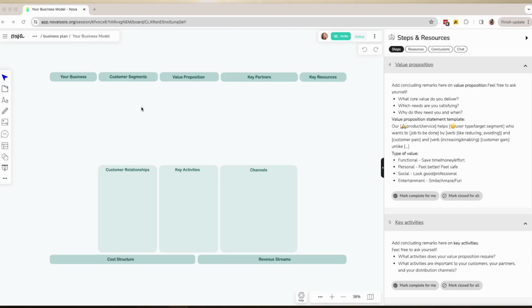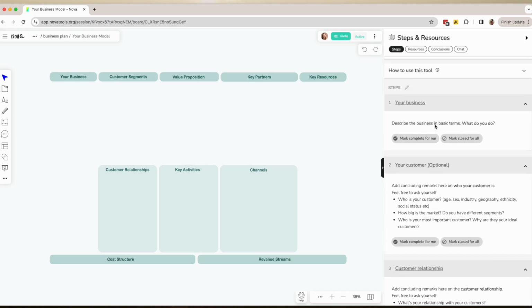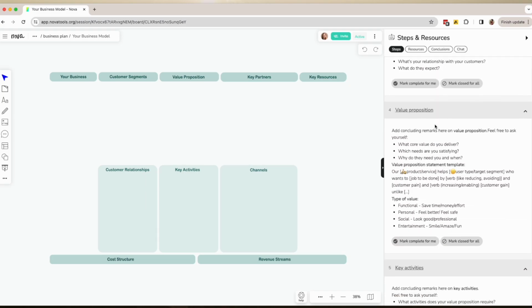The Business Model Canvas is a strategic management tool used for developing new business models or documenting existing ones. It's a very popular tool, and here's how to use it effectively in simple steps.